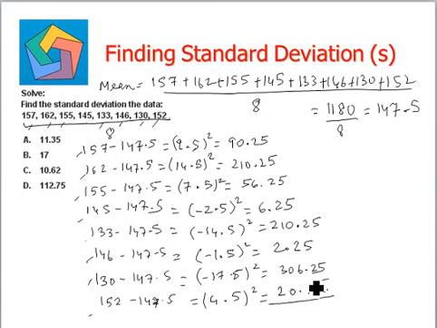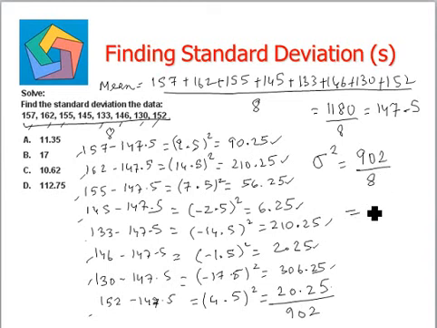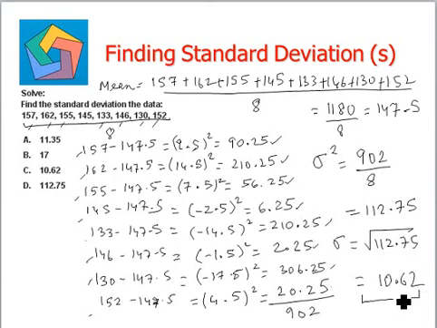Now we'll find the sum of the squared differences. All these numbers that we just calculated give us 902. Now we'll find the variance, that is sigma squared, which is equal to the sum of the squared differences divided by the count, that is 8. This gives us 112.75. Standard deviation sigma equals the square root of the variance, that is 112.75 in this case, and when we calculate this, it gives us sigma as 10.62. This is the final answer, it can be seen in option C.